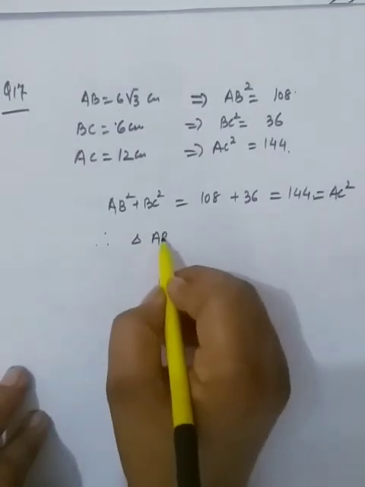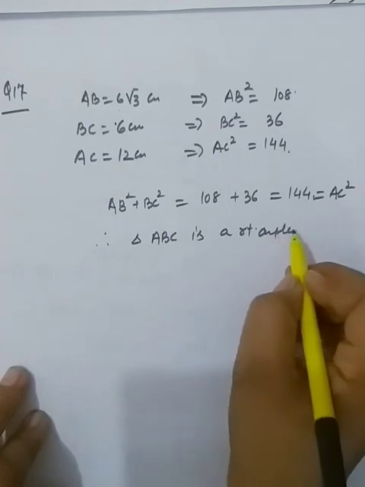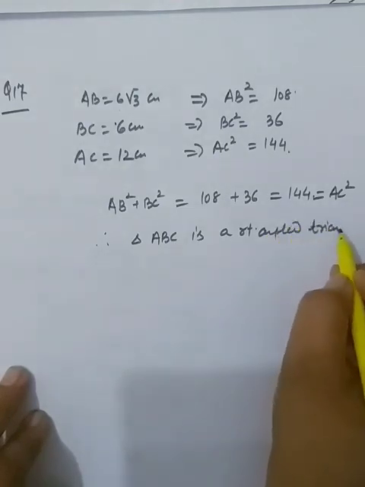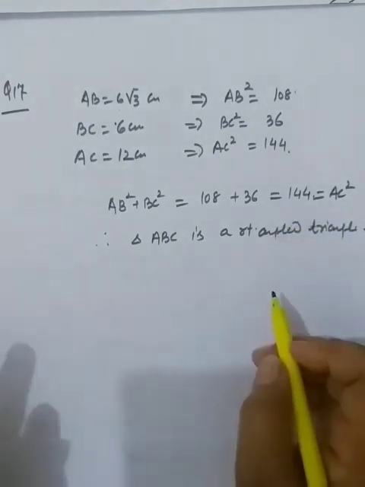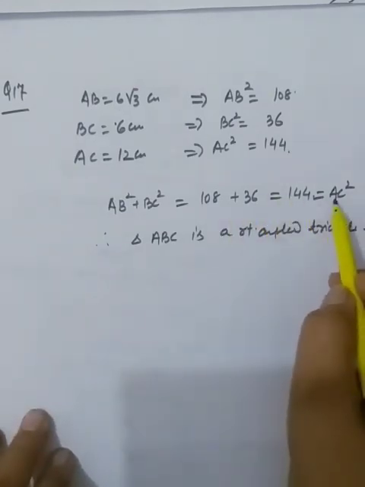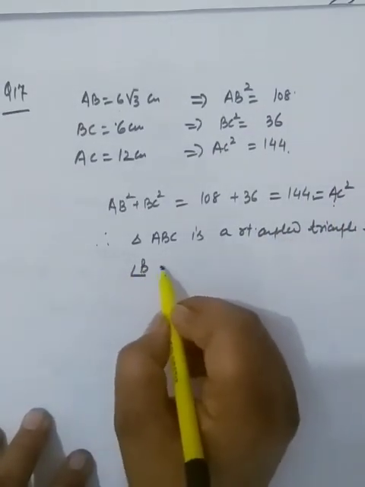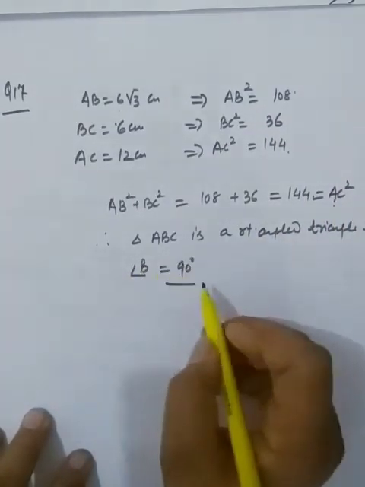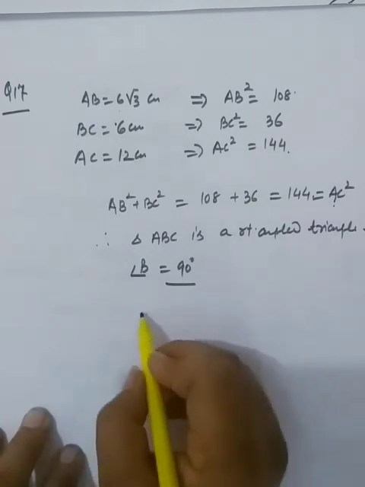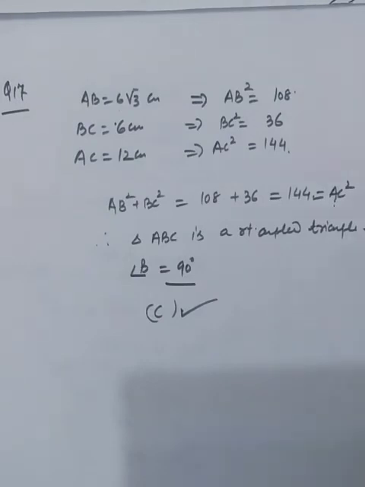Therefore, triangle ABC is a right angled triangle. And which angle is of 90 degrees? Because AC is the longest length, the angle opposite to AC is angle B. Therefore angle B is of 90 degrees. Hence the correct option for the answer is C option is the correct answer.